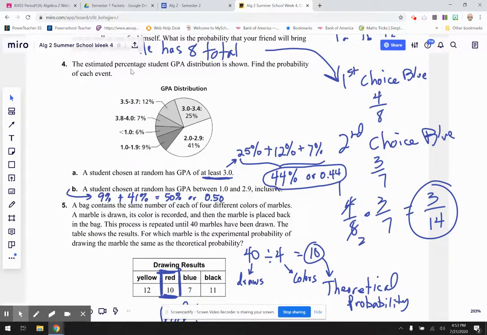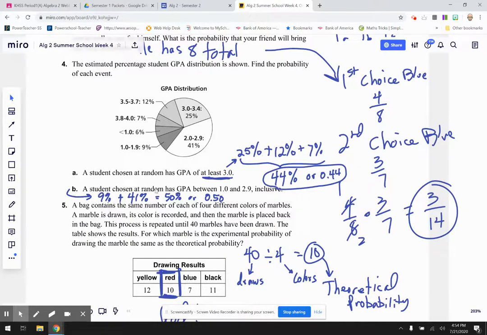All right, the estimated percentage of student GPA distribution is shown. Find the probability of each event. A student chosen at random has a GPA of at least 3. So that means 3.0 to 3.4 is in there, and 3.5 and 3.7 is in there, and 3.8 to 4.0. All 3 of these are above 3. At least 3 means above or equal to 3. So the 25%, the 12%, and the 7% are all at least 3. Adding them up gives you 44%, or you can make it a decimal as 0.44.